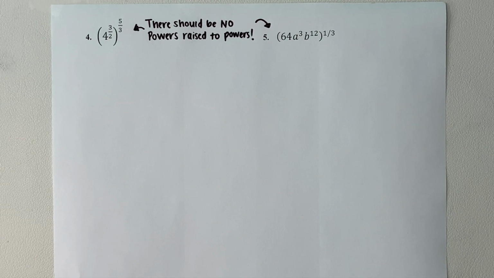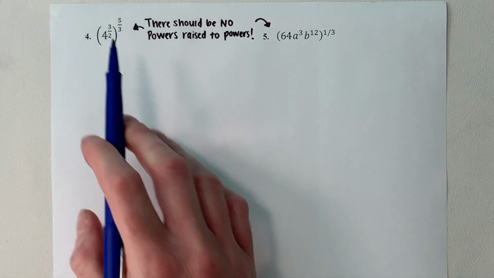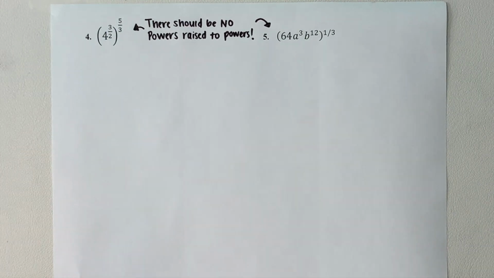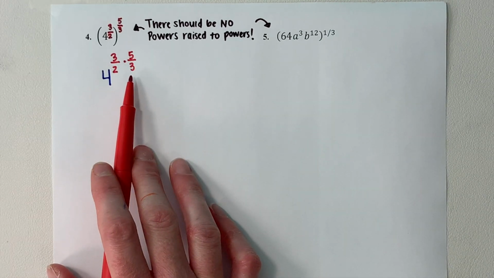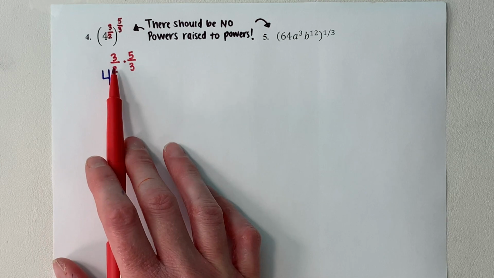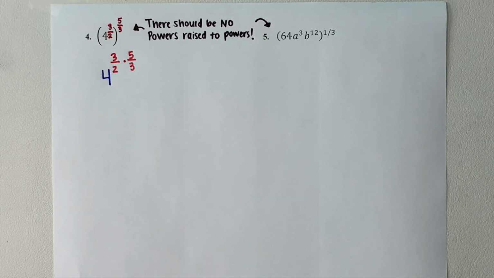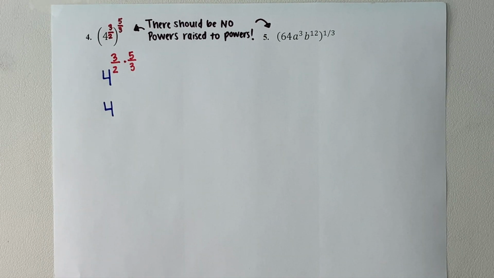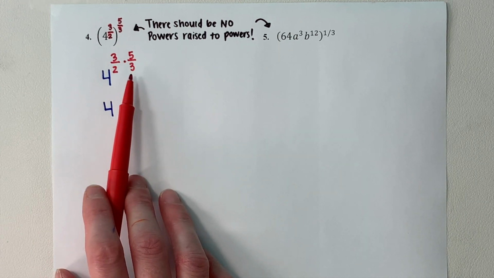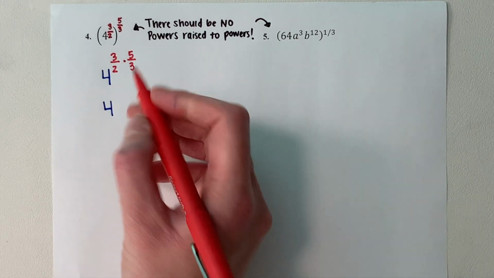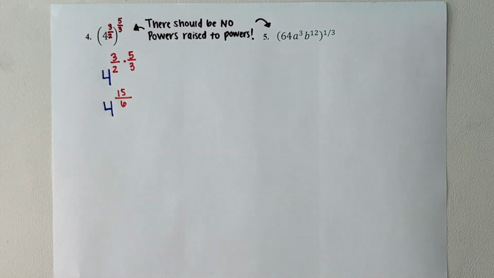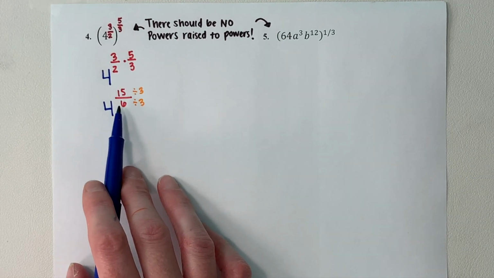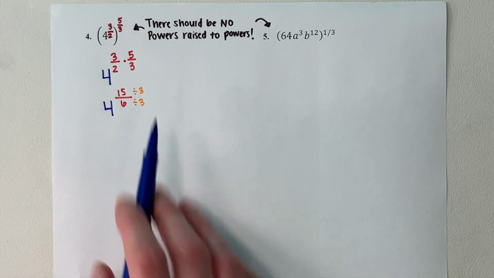The power rule of exponents says that when you raise an exponent to an exponent, to simplify, we just multiply those exponents together. So we took 3/2 and multiplied it by 5/3. When we're multiplying fractions, we just multiply the numerators and multiply the denominators. So 3 times 5 will give us 15, and 2 times 3 will give us 6. We can reduce this fraction by dividing the numerator and denominator by 3.